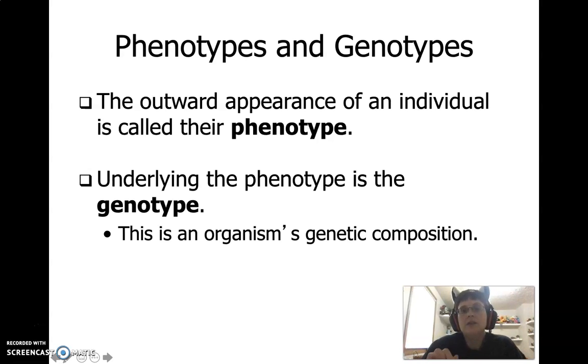Underneath that phenotype is the genotype. The genotype is actually what is creating the phenotype. So the genotype is the genetic part. And so that's how I remembered it. Genotype sounds like genes or genetic. Phenotype sounds like physical. So phenotype is what you can see, the physical part. Genotype is the genetic part, the part that's coding for the physical part of the organism.